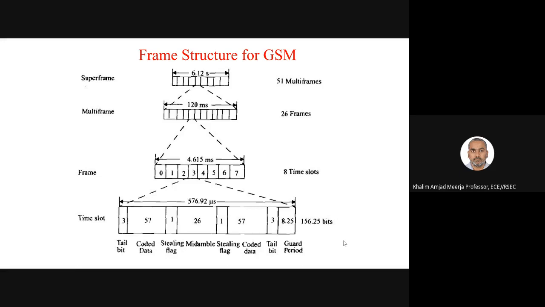I told you each frame consists of 8 time slots. These are the time slots from 0, 1, 2, 3, 4, 5, 6, 7. So you have 8 time slots. And the structure of each time slot is like this. You have 3 bits, 57 coded data, 1 steal bit. So these steal bits, I told you, are used for overriding the time slot with the control information. Okay, so 26 mid-amble bits, 1 stealing bit, 57 coded data, 3 bits, and 8.25 guard period.